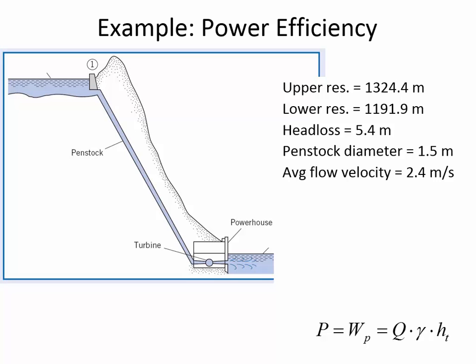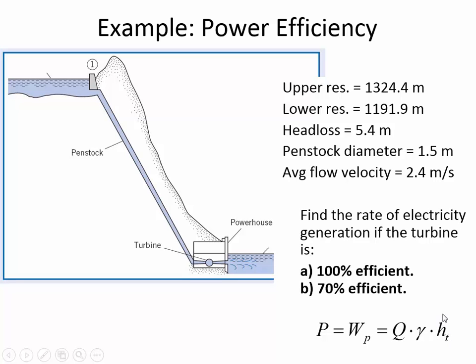Now here's the power equation that I showed you earlier. We're going to want to know, in this case, how much electricity can be generated. And the way that we'll do that is by putting in the flow rate, the unit weight of the fluid that's flowing, and then also the turbine head. Now the turbine head you can calculate from the energy equation, which we've seen a couple of times today. So you're going to have to rearrange the energy equation and find out how much head can be extracted by the turbine and then put it into the power equation.